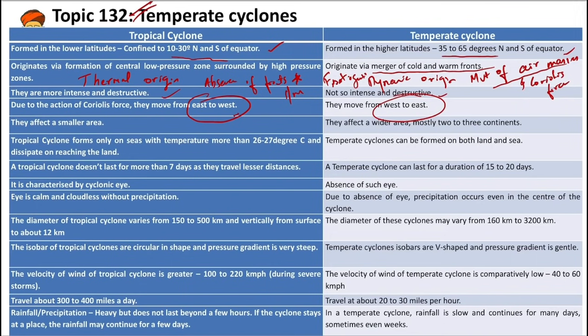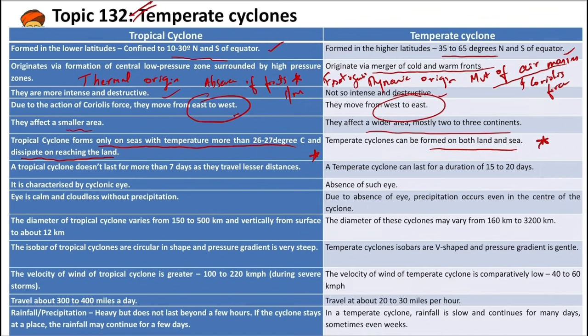And then tropical cyclones affect a smaller area, whereas temperate cyclones affect a wider area, mostly 2 to 3 continents. So this is the difference. And next important difference, tropical cyclones form only on seas with temperature more than 26 degrees Celsius, and they dissipate on reaching the land, whereas temperate cyclones can be formed both on land as well as sea. This is a major difference, from which we can differentiate the tropical cyclone as well as the temperate cyclone.